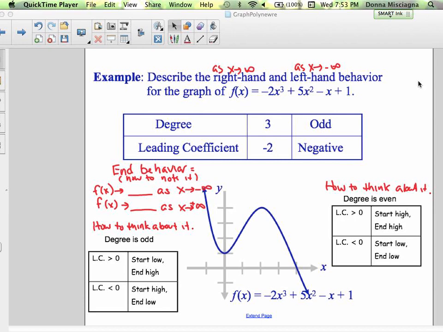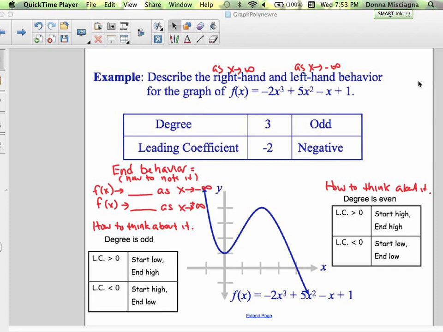Once we know it has an odd degree, we know our ends are going to go in opposite directions. Then we look to the leading coefficient, and that tells us which way it starts, which way it ends. As x heads to negative infinity, which way is it heading? And as x heads to positive infinity? The leading coefficient is negative 2, because that's the coefficient in front of x cubed, and that's a negative number.